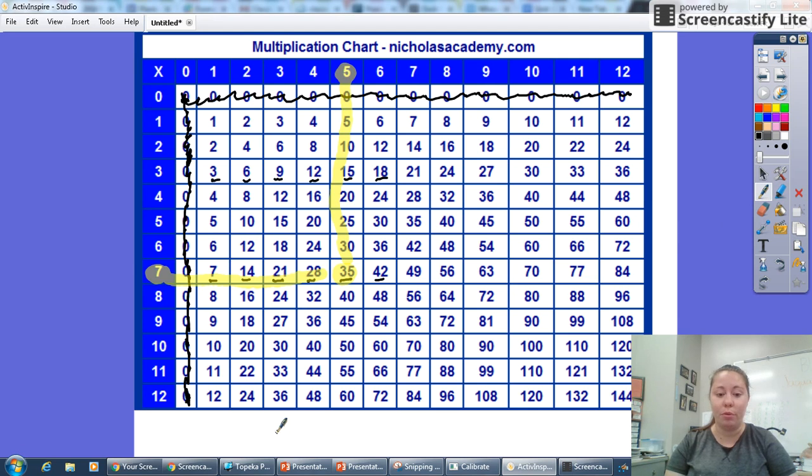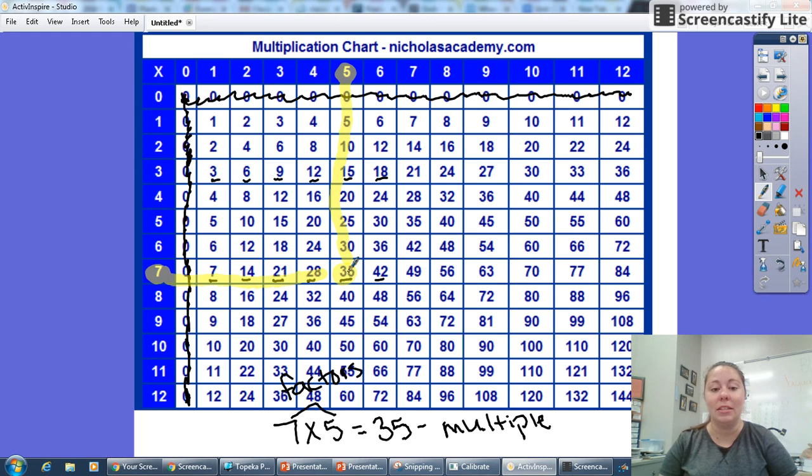35 is the multiple. So 7 times 5, because a factor times a factor equals a multiple. My multiple is 35. So 7 and 5 in this case are my factors, and 35 is a multiple. Remember, I was listing the multiples of 7, so it makes sense. If a multiple is a product of factors, 7 is the factor that I'm counting by: 7, 14, 21, 28, and then 35. 35 is a multiple of 7.